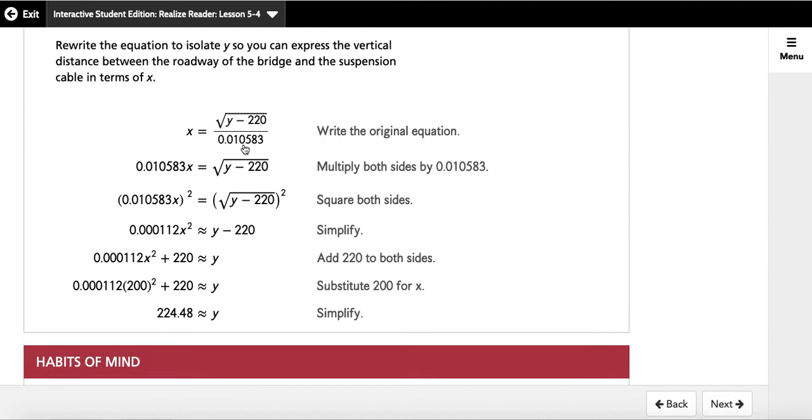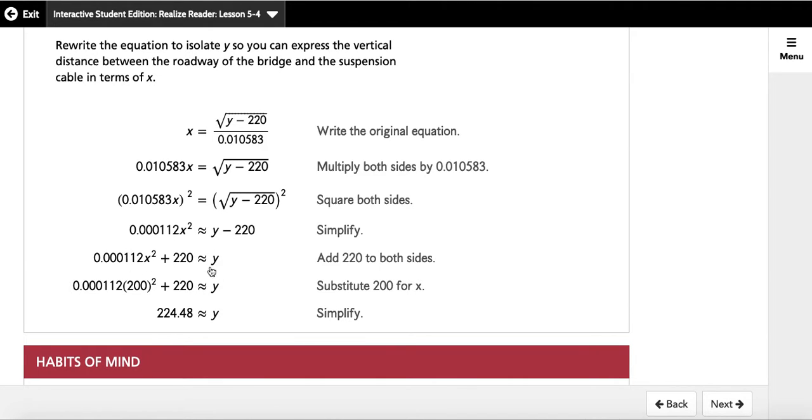So here's the original equation. Multiply both sides by 10,583 millionths, and you get this. And then to get rid of the square root, you're going to square both sides. So you square this, and you get the y minus 220. That's what we had in a previous example. And when you square this, that number becomes even smaller. When you square a decimal, it's going to get smaller. 0.000112, and the x is squared this time. And then to solve for y, you want to add 220. So here's our new equation.